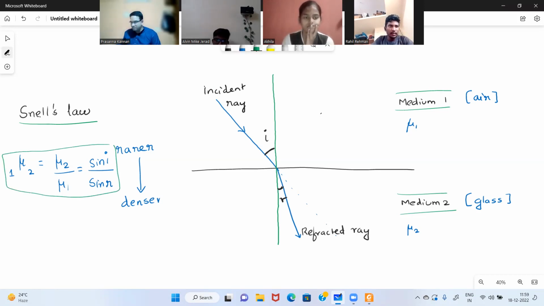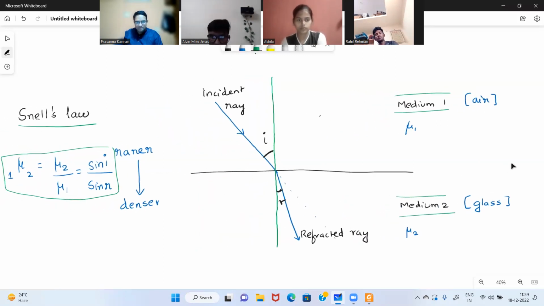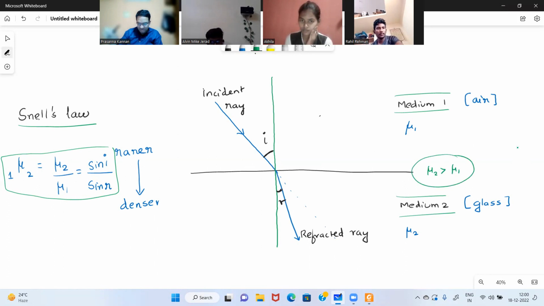Now, let us see what will happen if the ray goes from denser to rarer medium. Is it clear? Have you noted down? Akila, are you noting down now? Once you have completed, let me know. So in this case, mu2 is greater than mu1, correct? Denser medium will have higher refractive index.